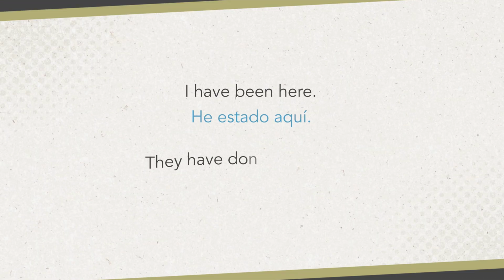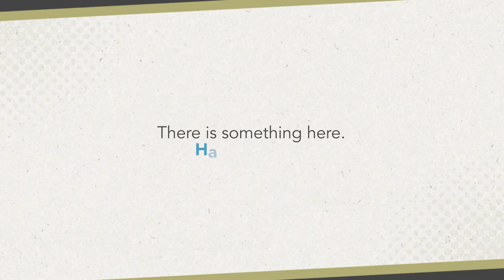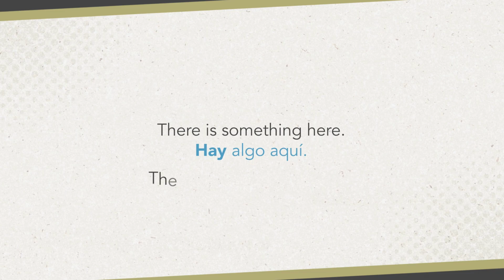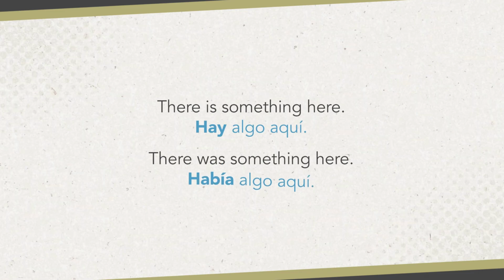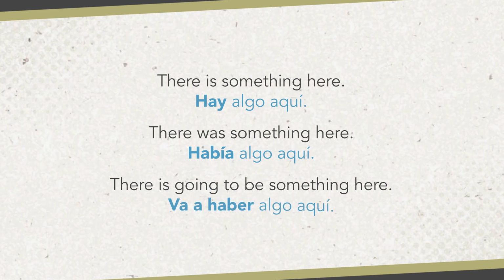All right, let's review everything we learned in these two videos. Most of the present tense forms of haber are used to put another verb in the past. For example, I have been here. He estado aquí. They have done something. Han hecho algo. But haber has an extra present tense form, hay, which is used to indicate existence. For example, there is something here. Hay algo aquí. For existence in the past tense, you'll use había, as in, there was something here. Había algo aquí. For existence in the future, you can use va a haber. For example, there is going to be something here. Va a haber algo aquí.